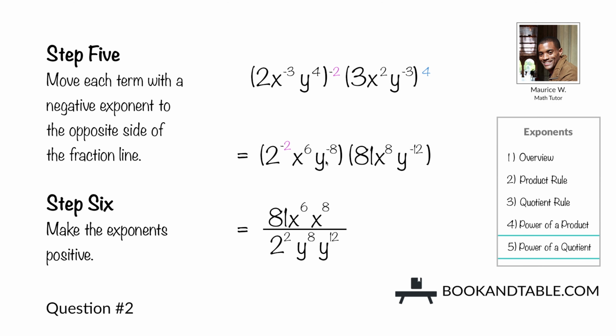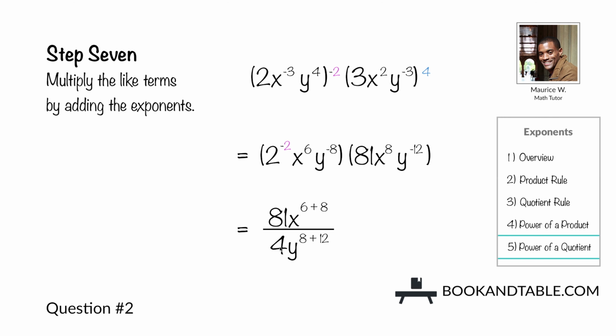So 2 to the negative 2 becomes 2 to the positive 2 when we move it from the numerator to the denominator. Y to a power of negative 8 is negative in the numerator, but becomes positive in the denominator, positive 8 instead of negative 8. And this y is the other term with the negative exponent, negative 12. So we move that to the denominator as well. 2 squared becomes 4.